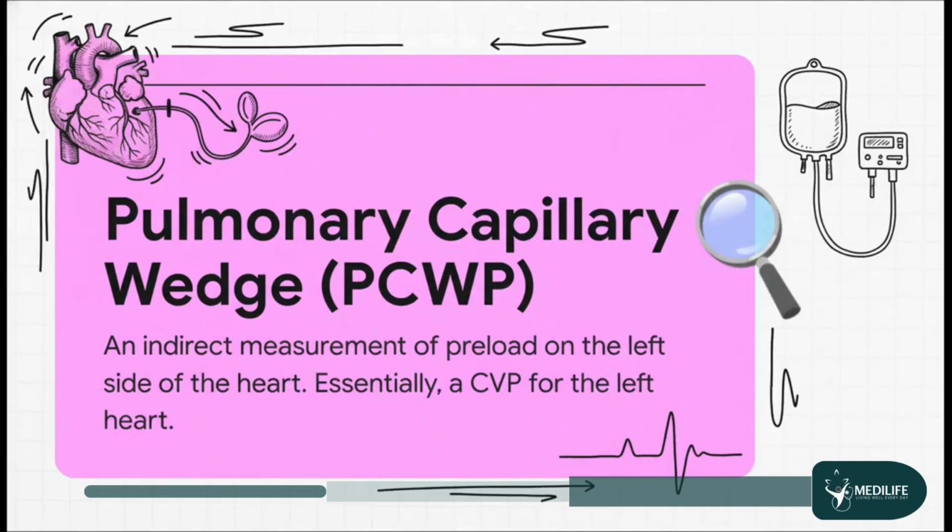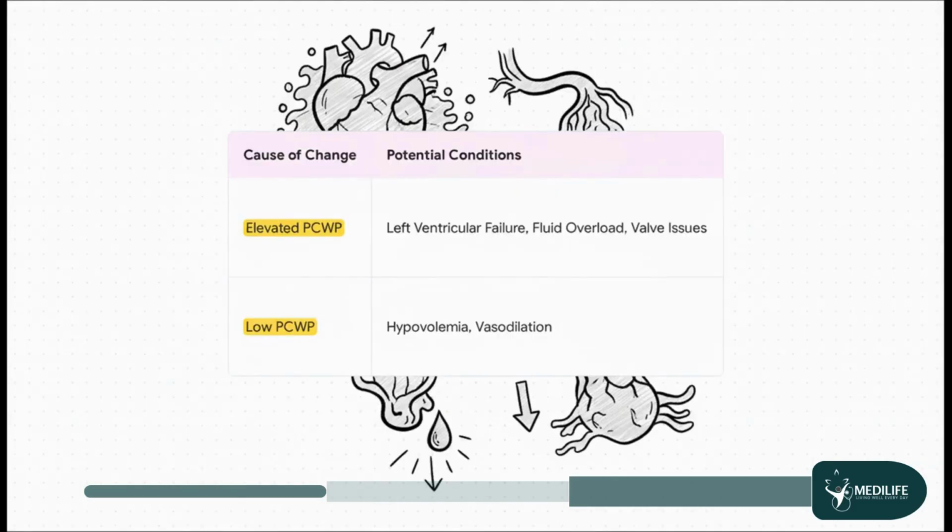Now the wedge pressure. This is a really fascinating measurement. We briefly inflate a tiny balloon at the tip of the catheter, and that gives us an indirect look at the pressure in the left atrium. And here's the key takeaway. If CVP is the preload for the right side of the heart, the PCWP is basically the preload for the left side of the heart. And just like with CVP, that number tells a story. A normal wedge is about 8 to 12. If you see it creeping up, you're thinking about things like left heart failure or maybe just too much fluid on board. If it's low, it again suggests the patient is dehydrated or their blood vessels are too dilated.